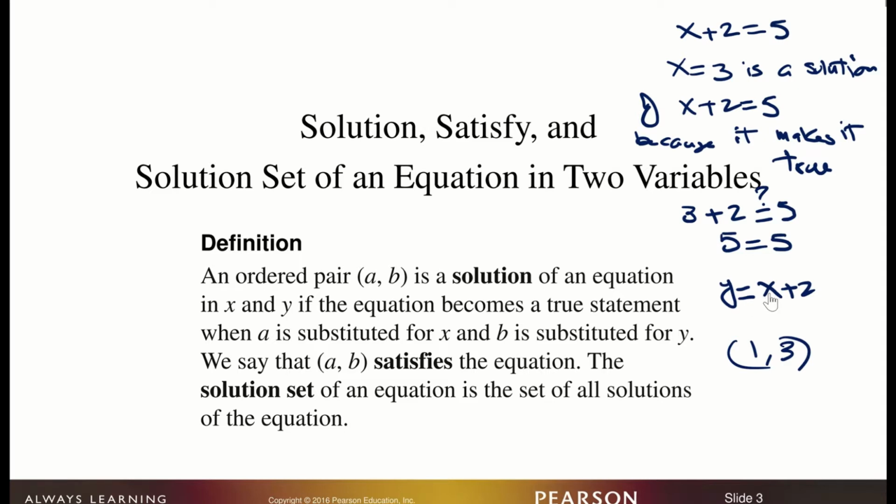For example, I can let x be some other value, such as 5. Notice that y is just going to be 5 plus 2, which is 7. So notice both of these ordered pairs satisfy this linear equation in two variables. So we say that both of them satisfy it, or both of them are solutions of that equation. Notice how the solutions are ordered pairs. You always write the x value first, or the explanatory variable first, and then the y value, or whatever the response variable may be.